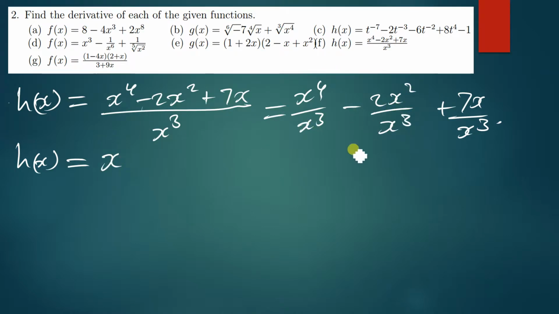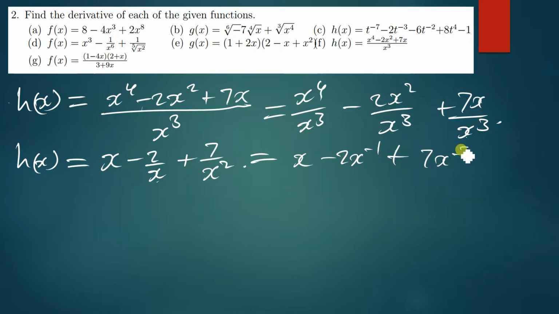Simplify this part, you get 2 over x. Simplify this part, you're going to get positive 7 over x squared. So this is now straightforward. We can write this as x minus 2x to the power negative 1 plus 7x to the power negative 2.